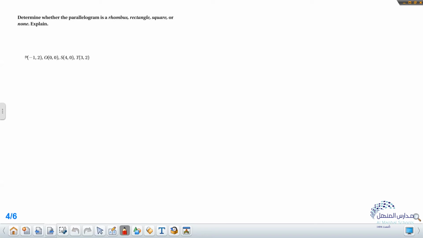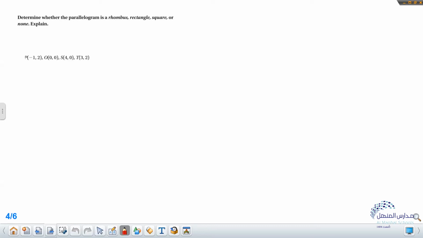If you have a right angle in this figure, then this figure will be a rectangle or square. But if you have no right angle, then maybe it is a rhombus or none. So first I want to check whether I have a right angle or not.